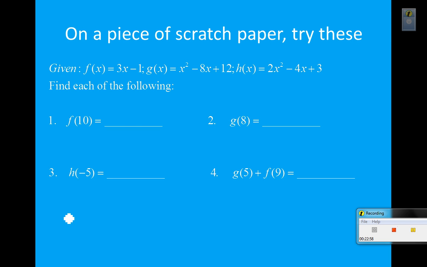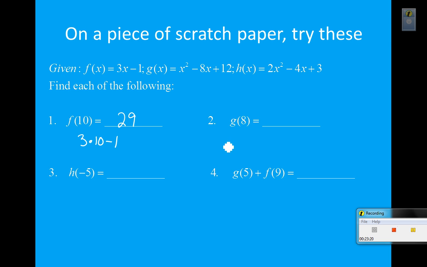F of x is 3x minus 1. G of x is x squared minus 8x plus 12. And h of x is that dang 2x squared minus 4x plus 3. To find f of 10, it's just going to look like this: 3 times 10 minus 1, and you would get 29.